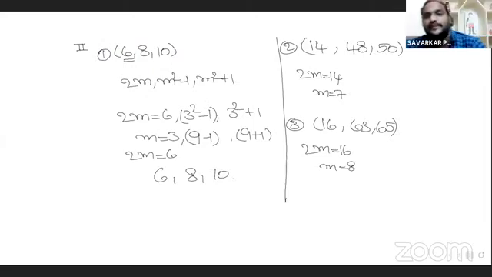So this pattern is 2m, m squared minus 1, m squared plus 1. When even numbers are there, starting with an even number, the pattern is this one.